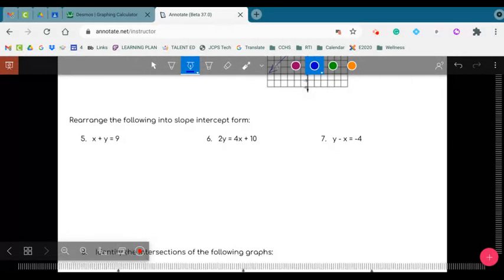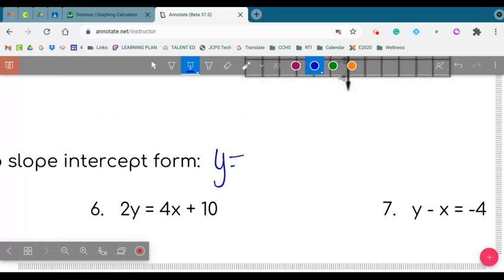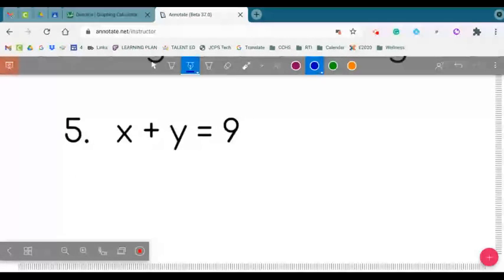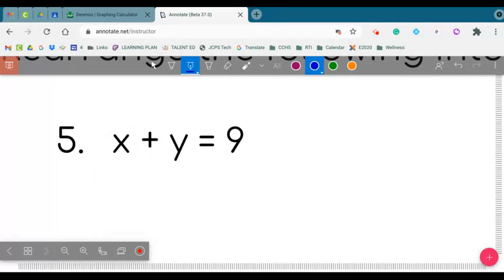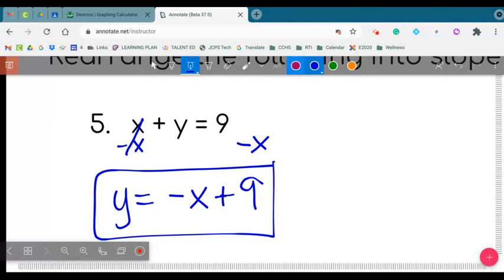If you guys have any questions on that, please let me know. The next one says rearrange the following into slope-intercept form. If you remember, slope-intercept form is y equals mx plus b. So the first one, to get our y by itself, we have to move our x. To move our x, we're going to subtract it, so it cancels on the left side. We get y equals, you cannot combine 9 and x. And since we want it in y equals mx plus b form, our x is going to go first, and then our 9 goes last.